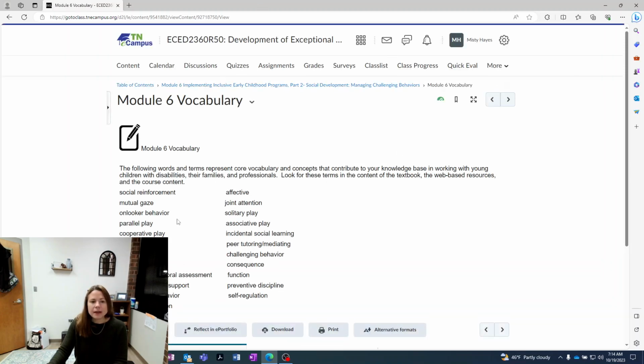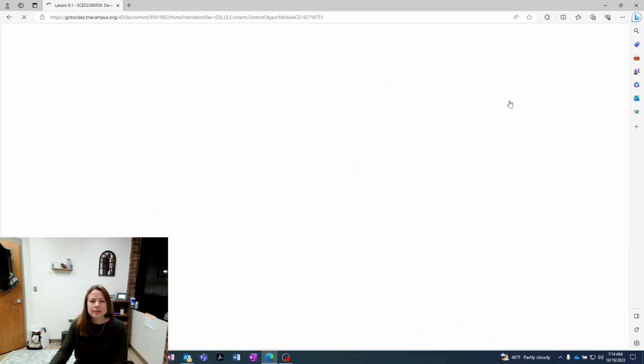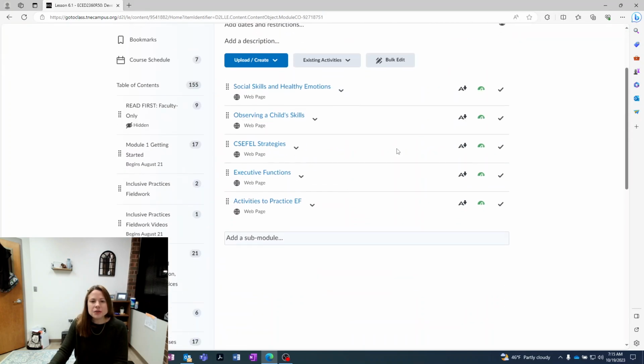Here's vocabulary. You're going to see this vocabulary not only in your text chapters, but throughout the 6.1 and 6.2 lessons. Now, as you get in 6.1, you're going to see, again, it talks about social development. So what are social skills and healthy emotions that the child should have? It talks about how you as a teacher can observe those skills.